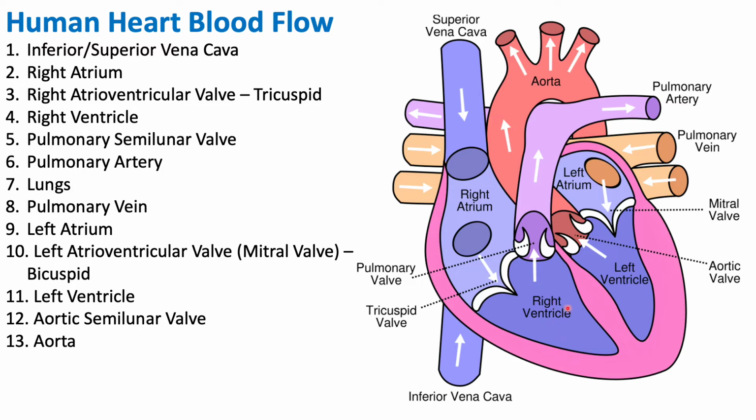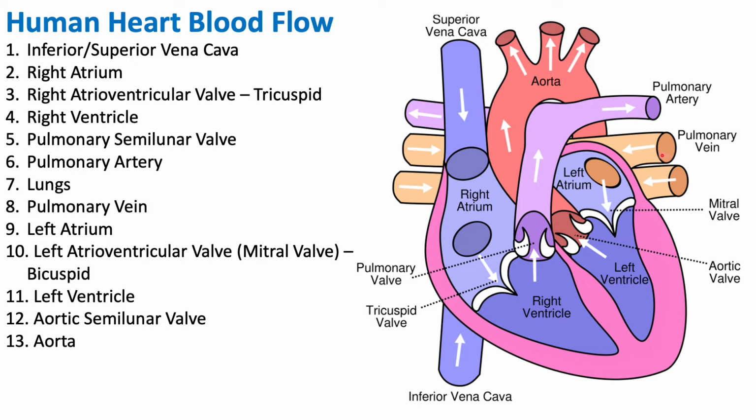And in this case of human heart blood flow, when that right ventricle pushes the deoxygenated blood into the pulmonary artery, that pulmonary artery is carrying deoxygenated blood to the lungs. And once the lungs reoxygenate that blood, it will move back to the heart through the pulmonary vein. So when the blood is going away from the heart, it's an artery, and when we're moving towards the heart, it's a vein.